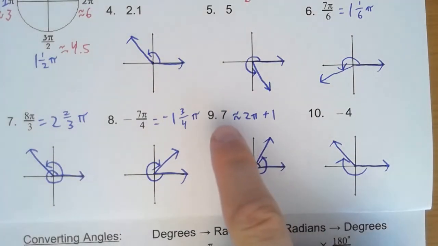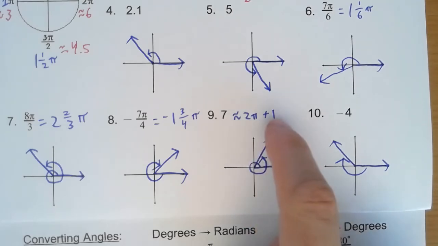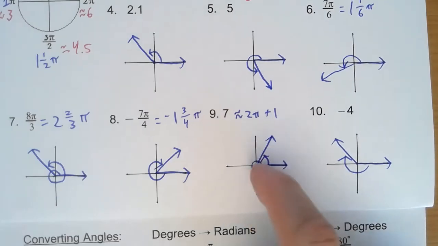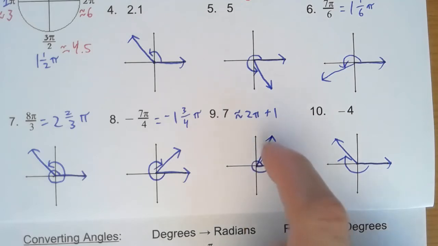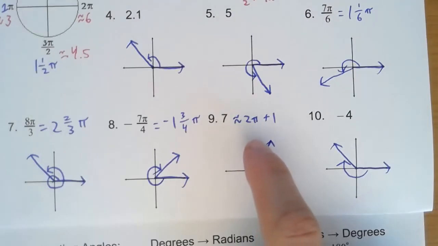7 was a little bit more than a full circle. 2 pi is about 6. So we have to rotate a full circle about 6 and then an extra 1. It's less than the 1.5 right there. Straight up would have been 1.5.